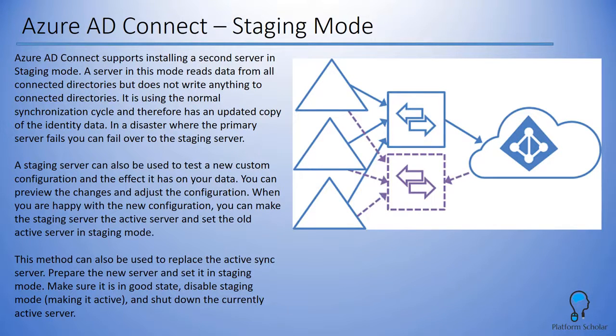It can have an identical configuration and identical sync rules as the active server and be taken out of staging mode in the event of an active server failure, or you could try out new filtering and sync rules on it to see how it affects the metaverse objects or the outgoing connector space, and then apply those changes to the active server. Either way, since it doesn't perform any write actions to the CDs, in particular Azure AD, it doesn't need to worry about the one-to-one rule.